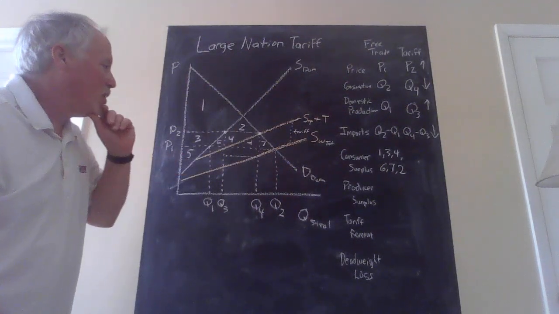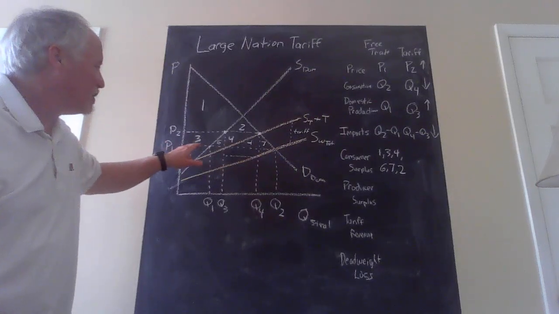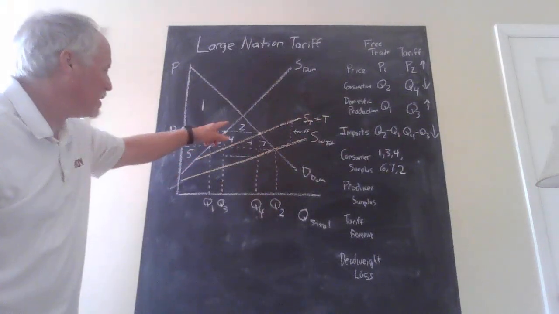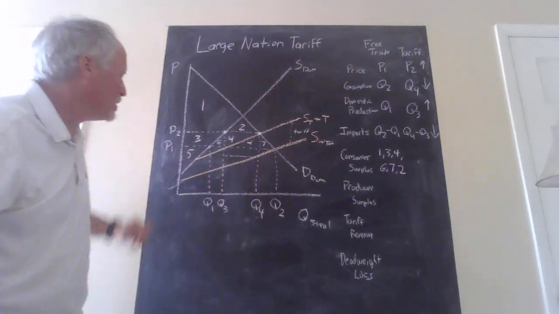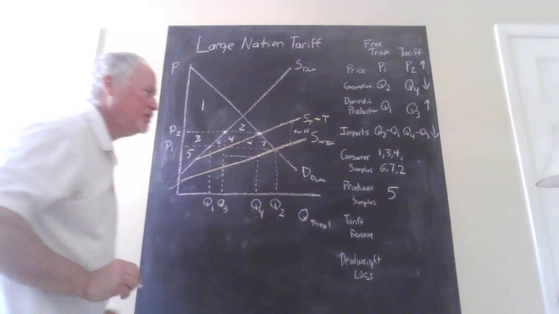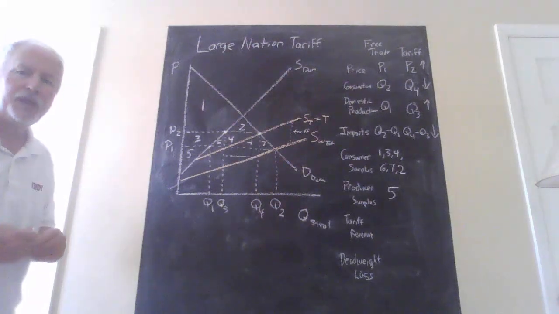So we're good here, and then the producer surplus is the area that's below the price and above the supply curve. Here's the domestic supply curve. Here's the free trade price. So area 5 would be producer surplus. All right. So now we're good.